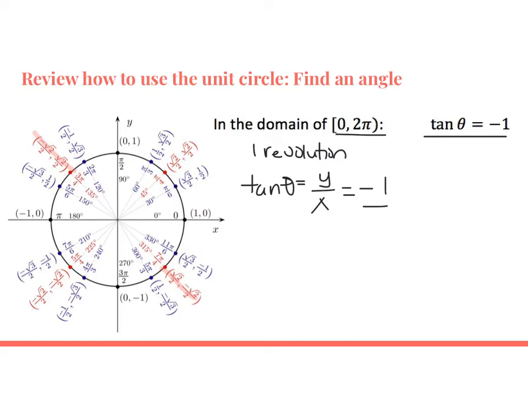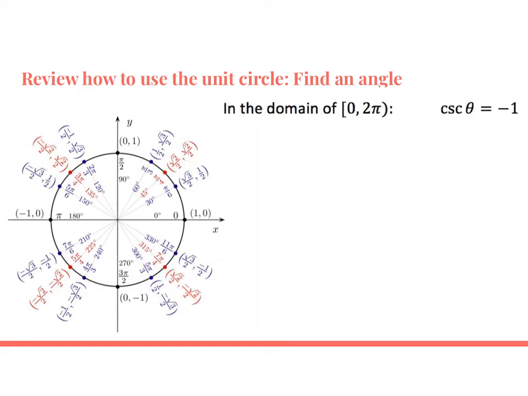So when we isolate theta, that means we're taking inverse tangent of negative 1, and your answer is going to be 3 pi over 4 and 7 pi over 4.